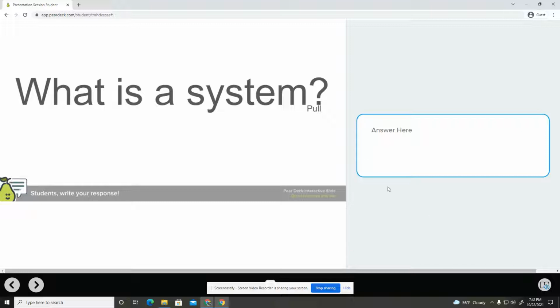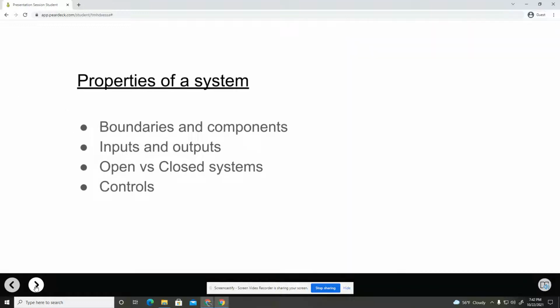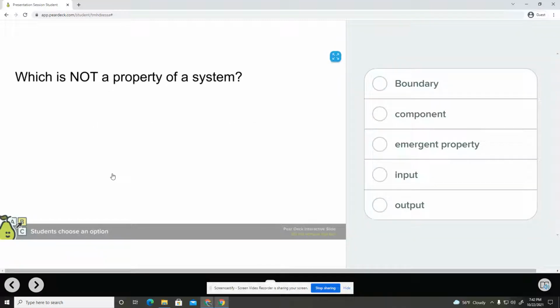What is a system? A system is components that work together that perform a function. The properties of a system are boundaries and components, inputs and outputs. You can have an open versus a closed system, and you do have controls, which is not a property of a system. Boundaries and components are parts of the system as well as inputs and outputs.